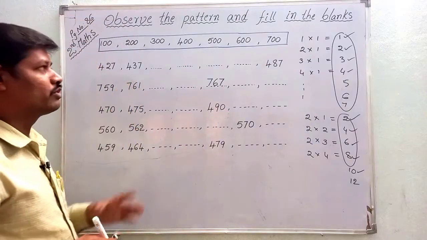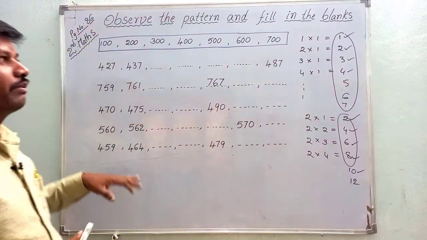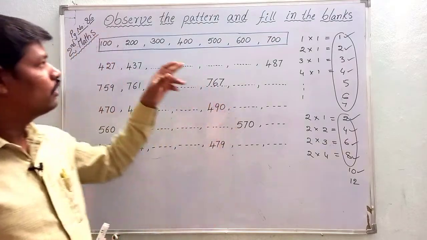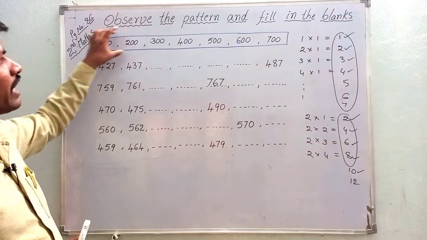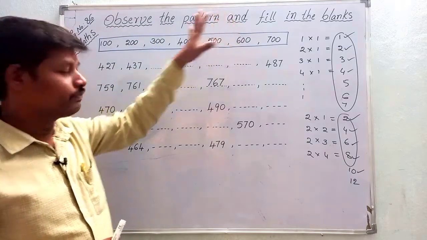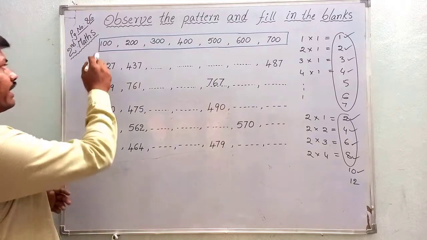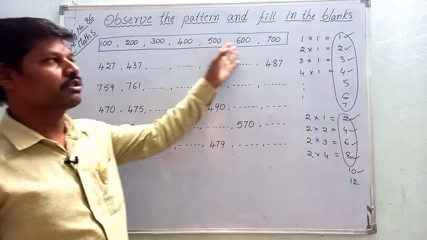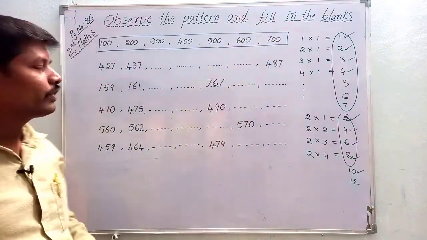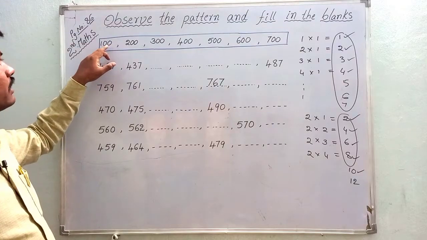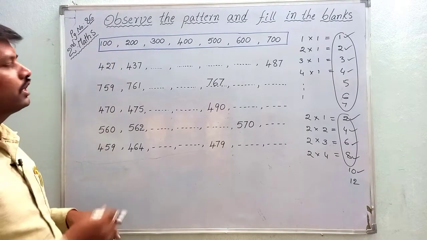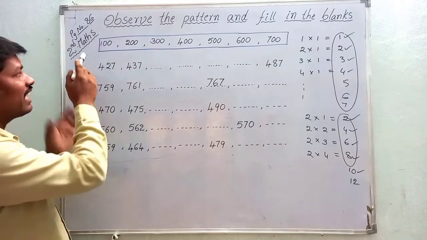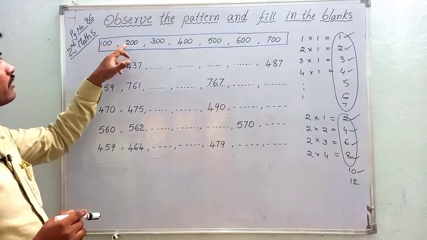Now let us observe this. What are the patterns given here? Here all are 3-digit numbers. First pattern, for your understanding, a very simple one is given. Observe here 100, 200, 300, 400 and so on up to 700. There are 3 places here: ones, tens, hundreds. You have to observe the hundreds place.